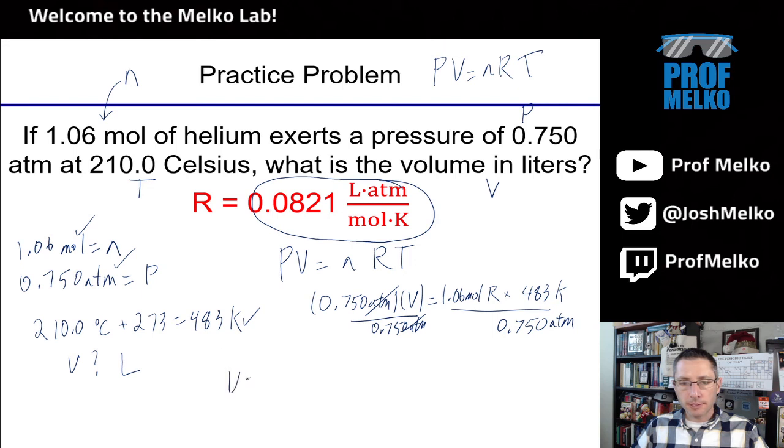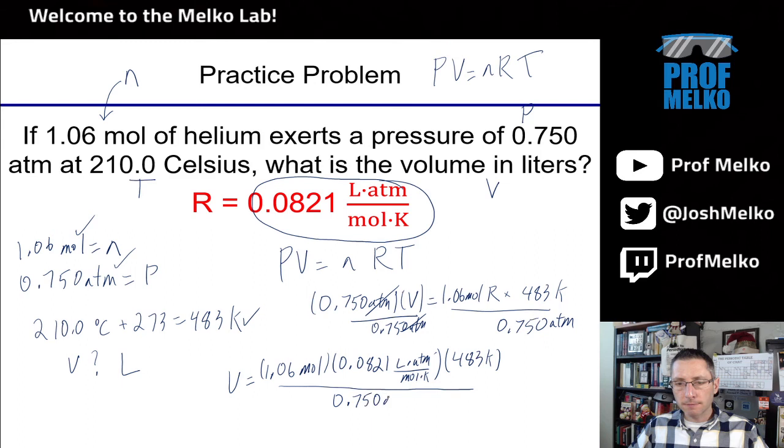Now let me write out my expression for V. It is 1.06 moles times R, 0.0821 liters times atmospheres over moles times Kelvin, times 483 Kelvin, divided by 0.750 atmospheres. Now I can make sure all my units work out. Here's a mole divided by a mole. Here's a Kelvin divided by a Kelvin. Here's an atmosphere divided by an atmosphere. I should be left with liters, which is good because it's a volume I'm after.